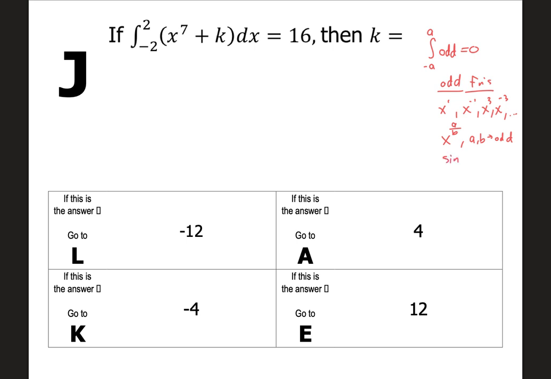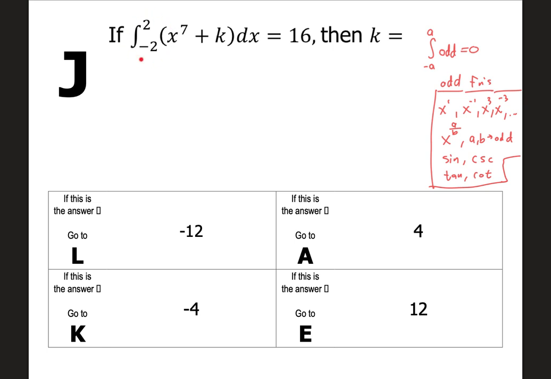All right, and then trig functions. So just remember sine and its reciprocal cosecant, and then tan and its reciprocal cotangent. Those are odd functions. So these are pretty much all the odd functions that we deal with. There's tons more, but that's the ones that we deal with.